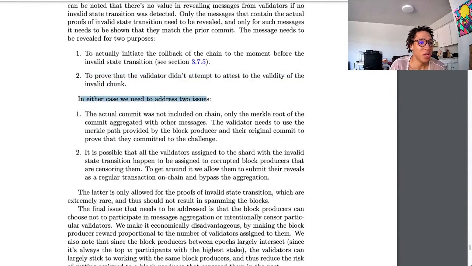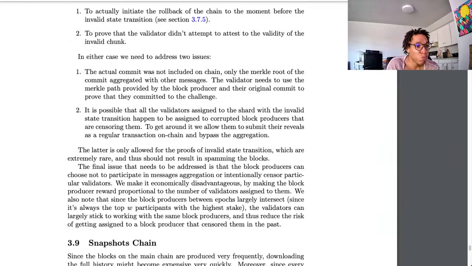In each case, we will need to address two issues. Okay, a little more oatmeal, sorry. Okay.